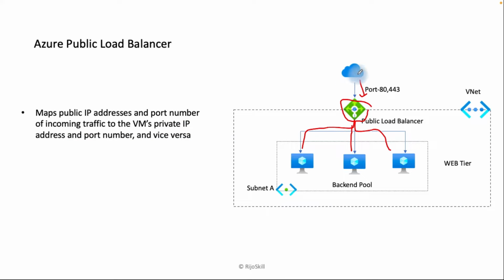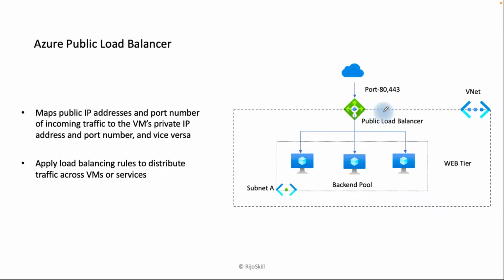See here, your incoming traffic will be coming from the internet. This will be mapped to your backend port. Apply the load balancer rule to distribute the traffic across the VMs or the service. So now you understand the Azure public load balancer. For the Azure public load balancer, the front-end IP address is the public IP address.